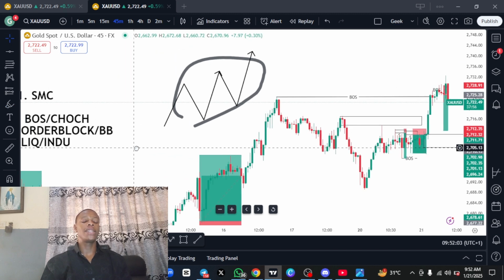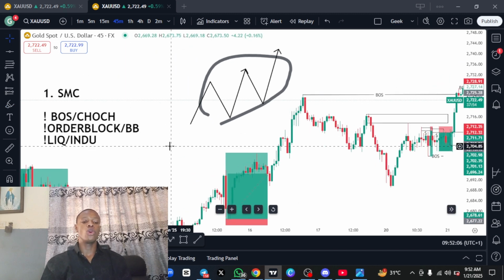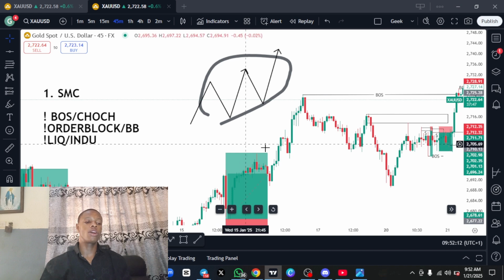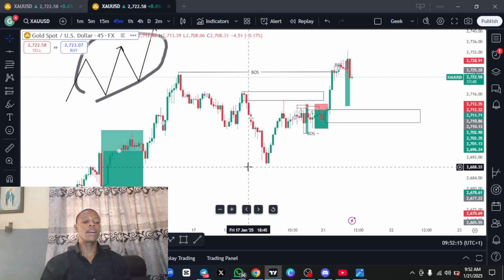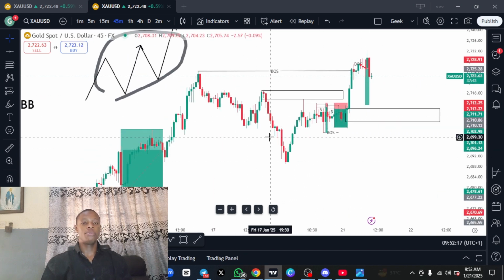Right now, a change of character is what is going to confirm to you that okay, this market is no longer bullish, it's now bearish. It has now changed. There is now change. It's no longer going to be breaking structure going up. It's not going to be breaking structure going down.